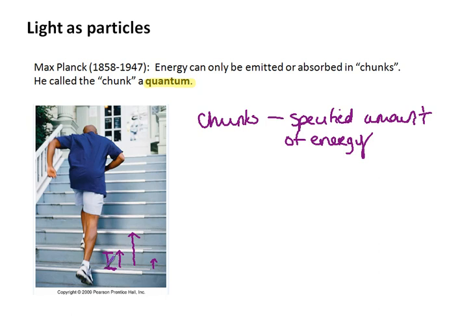So he could do 1 step times 2, or he could do 1 step times 3 if he's really good, but he can't do 1 step times 3.5. It just isn't going to happen. There's no place for him to put his foot, okay? Same thing with energy. These quantums come in, well, I don't want to say whole numbers, in specified chunks, okay?